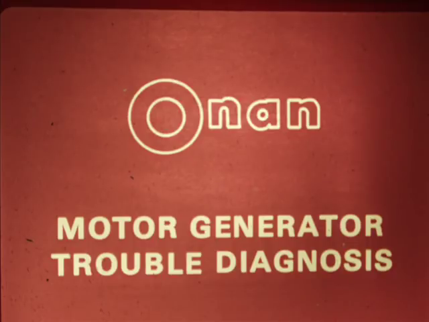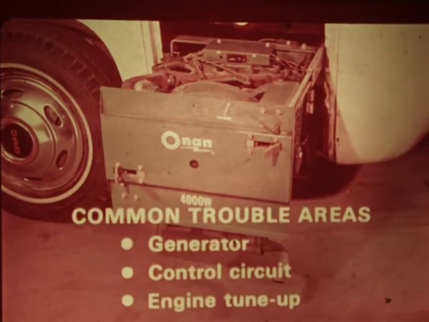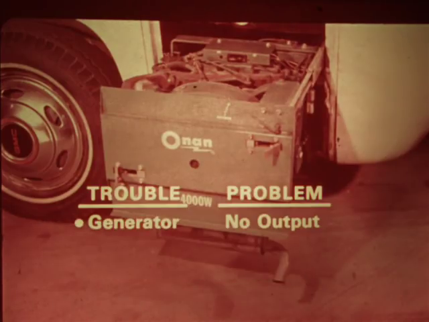Onan motor generator trouble diagnosis. The Onan motor generator consists of a 4-cycle, 2-cylinder engine which drives an AC generator. When problems arise, they usually occur in one of 3 basic areas: the generator, the control circuit, or the engine. We're going to discuss the most common problems in these areas and explain how to repair them.